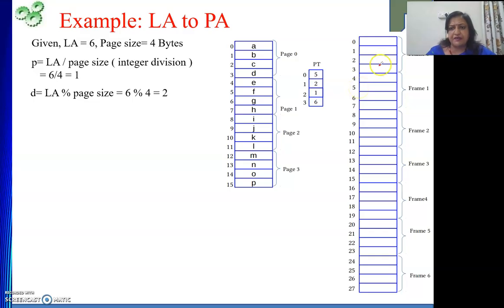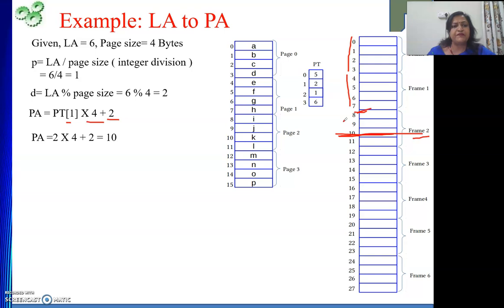2 frames I have already traversed. And in each frame, how much have I traversed? 4 bytes, right? So this is how we write it: page table at index number 1, whatever frame number we get. So this is my frame number 2. That I will multiply by my page size. That will give me the base address of my frame. That is nothing but 8 here. Because PT1 means page table at index 1, what is there? 2. 2 into 4 is 8. So this is my base address. With that, I will add the offset 2. That means 8 plus 2 is 10. So this is my corresponding physical address.